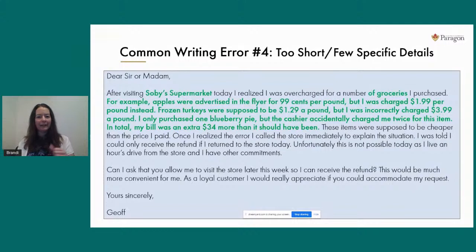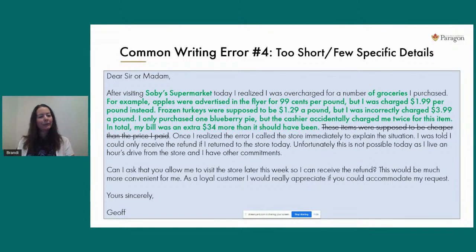Okay, so all of that is very specific and very on topic, so it's suitable because I'm supposed to be talking about the problems with the groceries and the price. So all of this so far is getting us into the proper word count and improving content. When we continue to read what was initially there, do you see the next sentence after the green? It says, these items were supposed to be cheaper than the price I paid. Well, we don't need that anymore because we've already illustrated in a lot of detail what the price should have been for each item. So we're just going to take that sentence out.